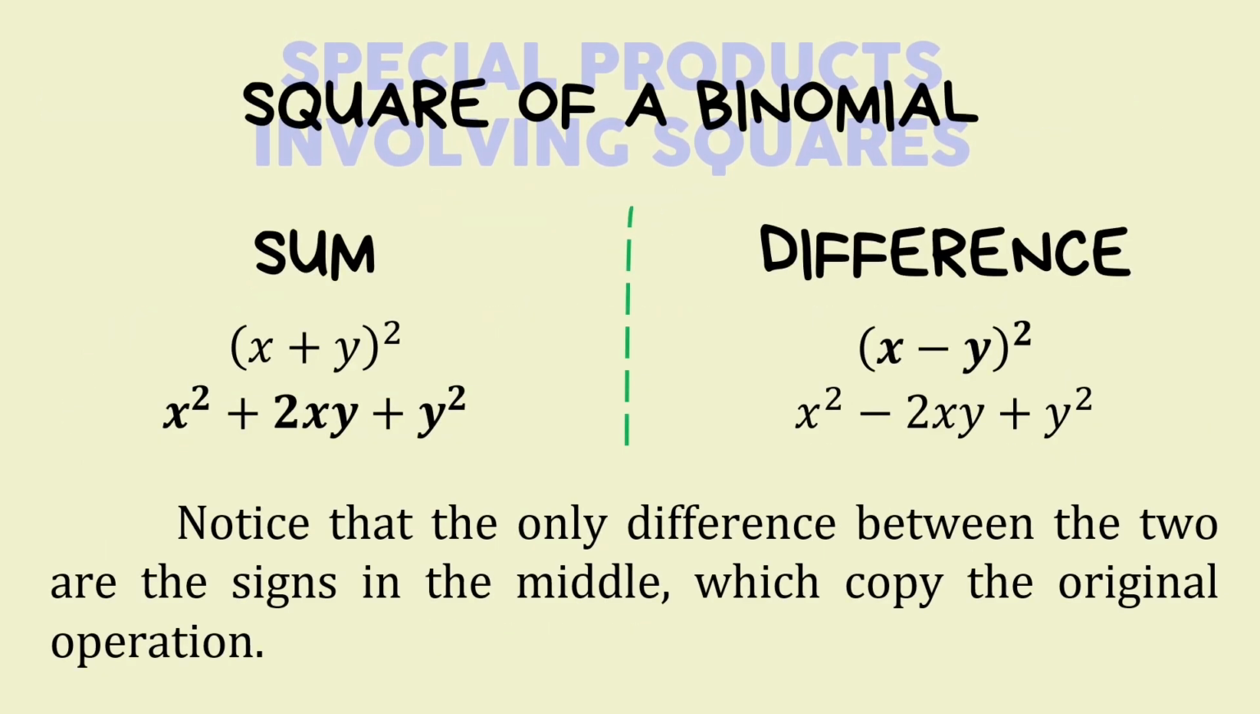Let's compare this outcome with the square of the sum. Look at the two outcomes. We can notice that the only difference between the two is the signs in the middle, copying the original operation. This would mean that if we have a sum, we would expect a plus sign, while if we have a difference, we would expect a minus sign. To ease our solving process, we have a technique for this.